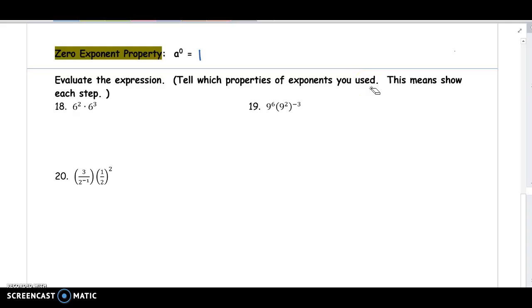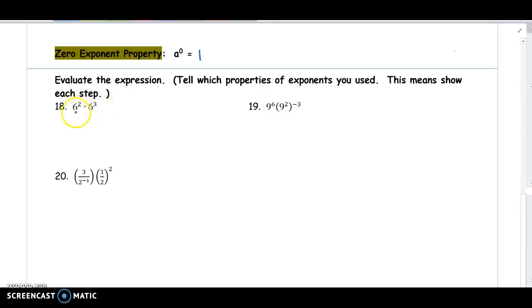The person who made this notes packet said, tell which properties of exponents you used. Technically, that means you'd have to write a proof. You'd have to write each step and write which property you used. I don't care if you know the names of the properties. I want you to be able to use them correctly. So let's skip writing which property. The important thing is I want you to show your work. There are multiple ways that you can get the correct answer. I want you to show your work.